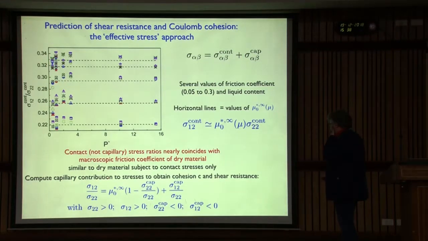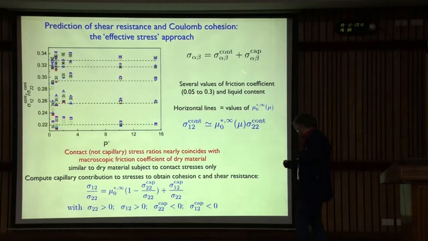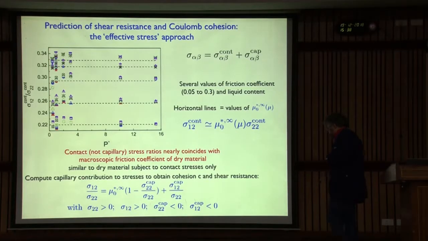So if we assume this applies and replace this by its values in the Mohr-Coulomb relation, and express the stress ratio with these different components, we end up with that. So, in fact, this is Mohr-Coulomb with 1 over P star or 1 over sigma 2,2, and this gives us the cohesion. And this predicts sigma 1,2, the resistance to shear.